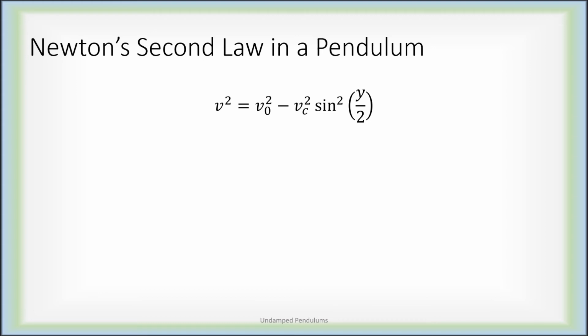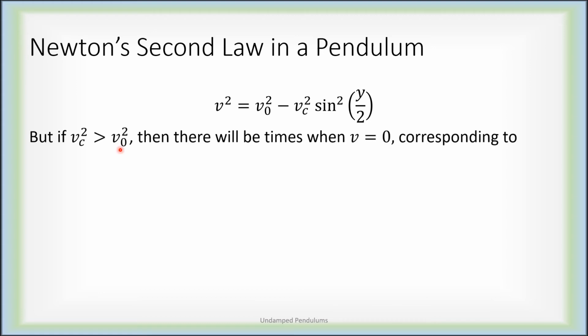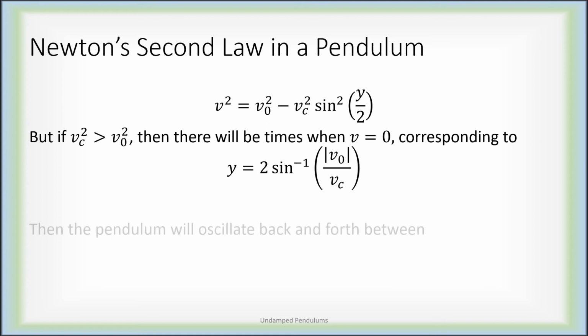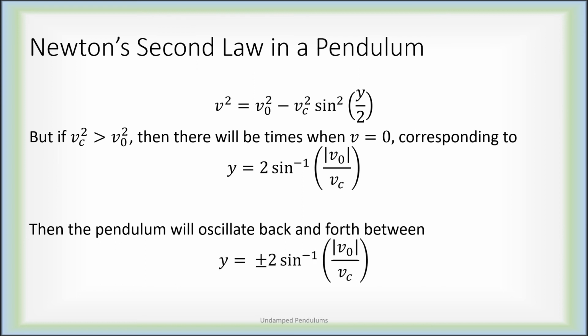Once again, here's the solution we've derived. What if, on the other hand, our initial velocity is less than this constant? Well then, if this quantity is pretty small compared to this one, there will be y's, or angles, that correspond to when our velocity is 0. And you can solve for that choice of y, and it's just going to be 2 times the arcsine of the absolute value of v naught over vc. If your angular velocity reaches 0, then your mass has stopped, and then gravity will pull it back down.